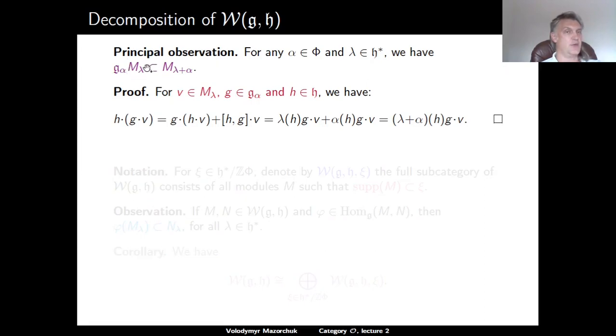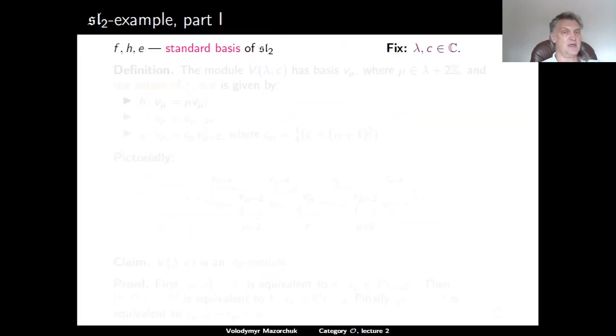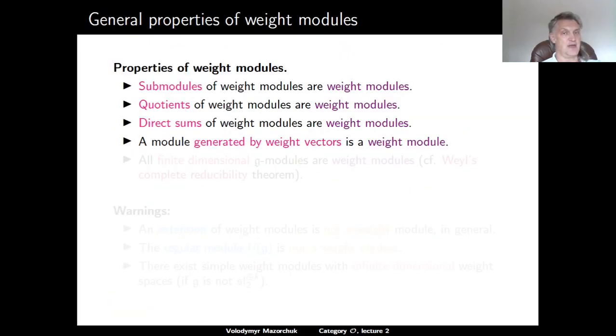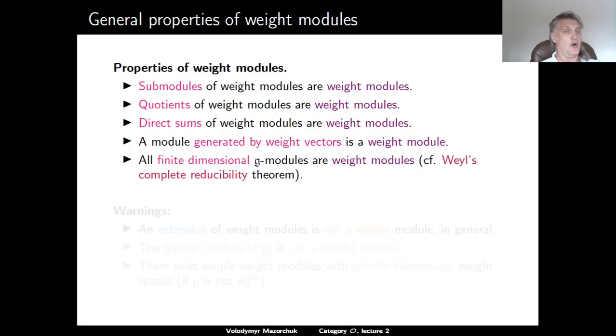If we start from a weight space and apply root elements, we get weight elements. So if we start from a weight space and apply U(g), we end up in a direct sum of weight spaces. So this means that a module generated by a weight vector is a weight module. All finite dimensional g-modules are weight modules. For simple finite dimensional g-modules, this is the previous claim.